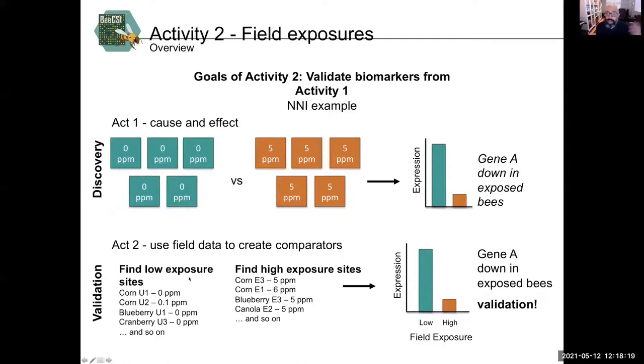Well, based on our data from activity two, we could subset all of the colonies exposed to 5 parts per million of that pesticide and compare them to colonies where we didn't detect that pesticide. And we could ask, does gene A still track exposure like it did in activity one? If gene A goes down in the natural colonies exposed to 5 parts per million of pesticide, then we could say yes, this marker is validated from our field studies.